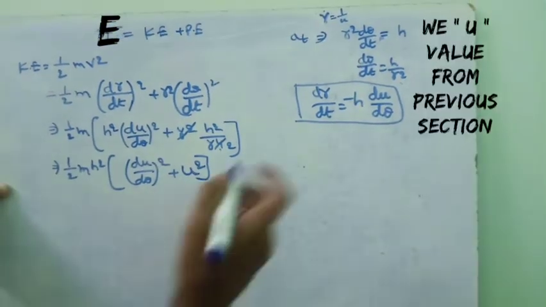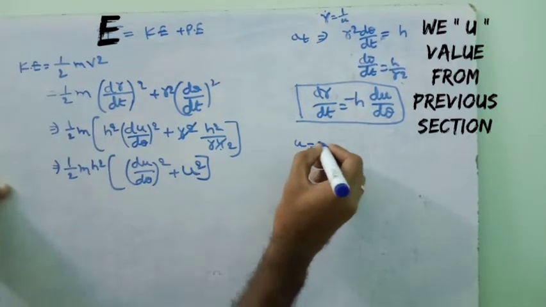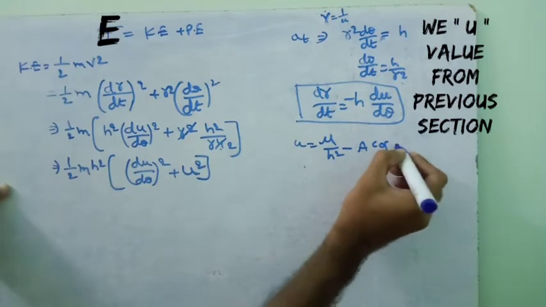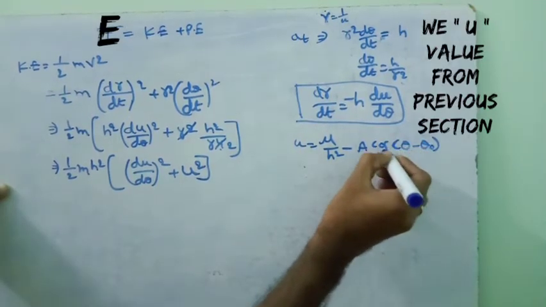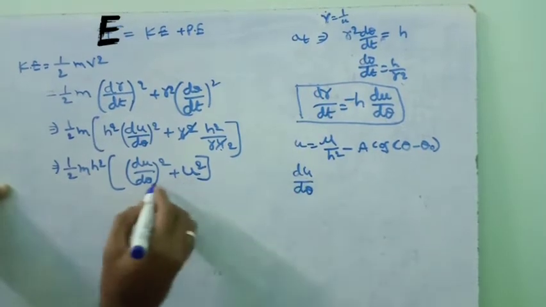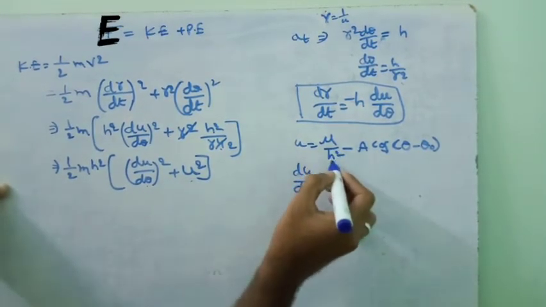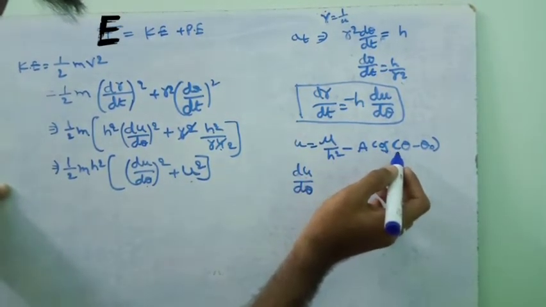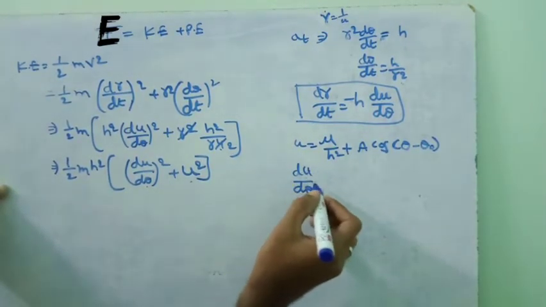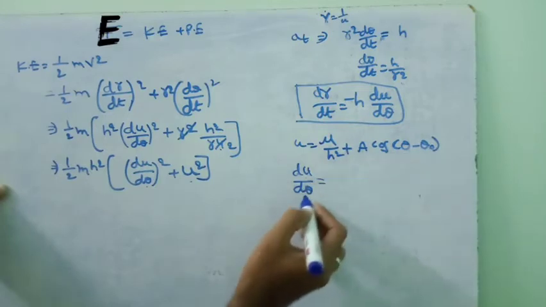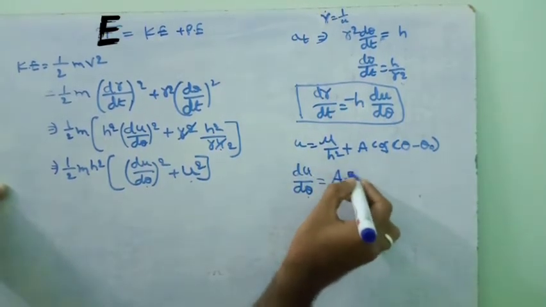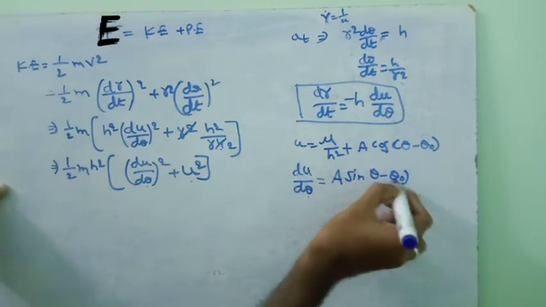From the previous section we have u is equal to mu by h square plus a cos theta minus theta naught. This is the u value. And we need du by d theta, these two terms, to be substituted here. And du by d theta means differentiating this equation with respect to theta. The constant becomes 0, and a cos becomes minus a sin theta minus theta naught.